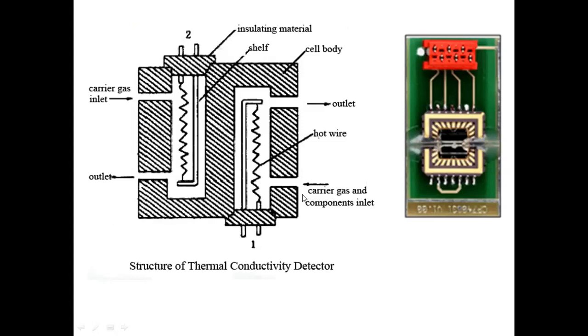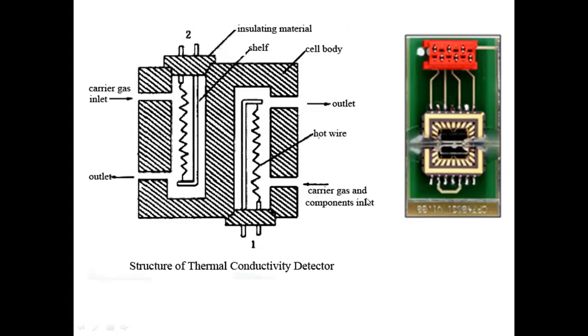Before the solute molecule is separated, only carrier gas is made to move across this filament. Because of the movement of the carrier gas over this hot body, there is variation in the heat energy. This body is going to lose its heat energy, and hence the thermal conductivity changes.